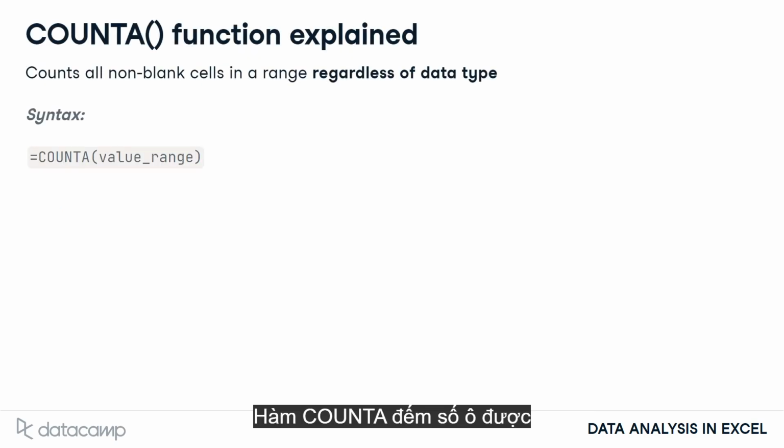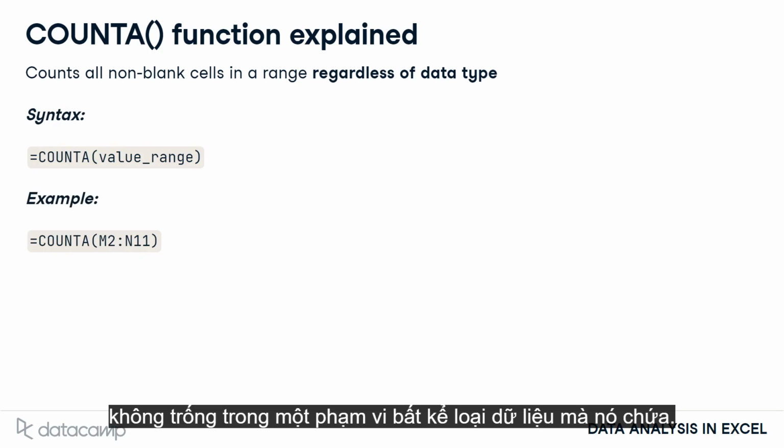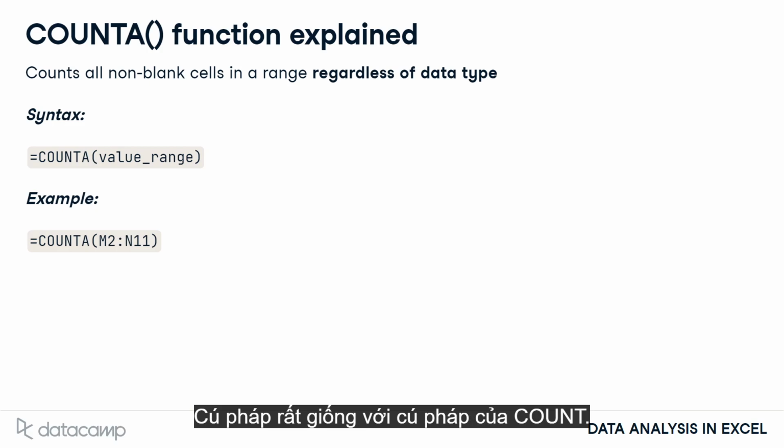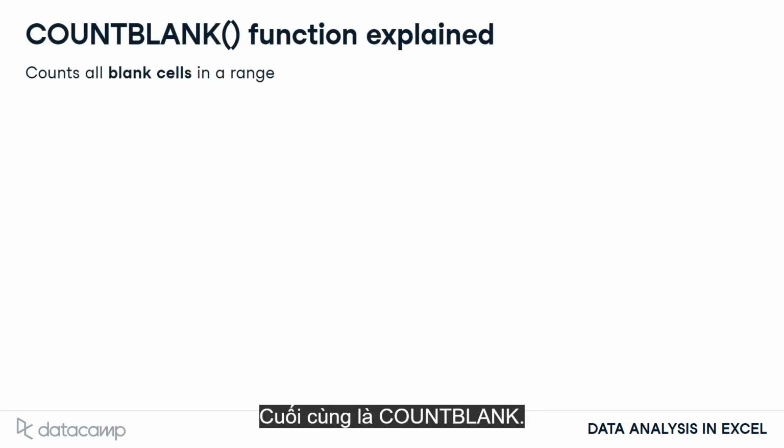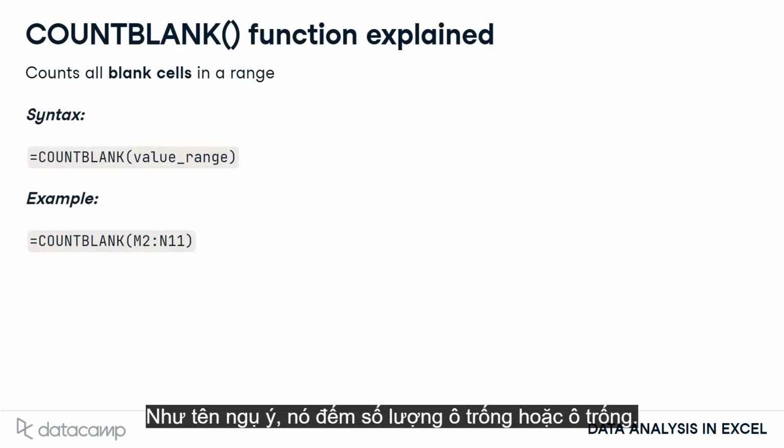The count_a function counts the number of cells that are not empty in a range, regardless of the type of data it contains. The syntax is very similar to that of count. Here you can see an example. Lastly, there is count_blank. As the name implies, it counts the number of blank or empty cells. Here you can see the syntax and an example.